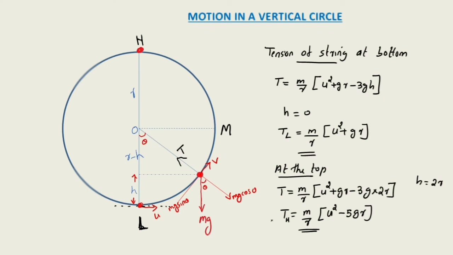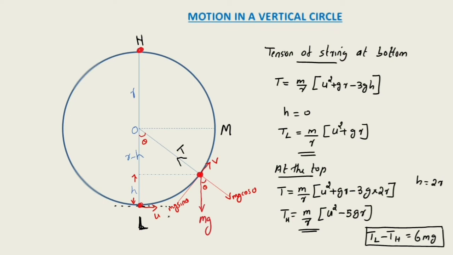If you see the difference in tension at the lowest and the highest point, TL minus TH, if you calculate that value, you will get about 6 times the weight of the revolving body, that is 6 into mg. So the difference between the tension at the lowest and highest point is 6 mg. Clear?